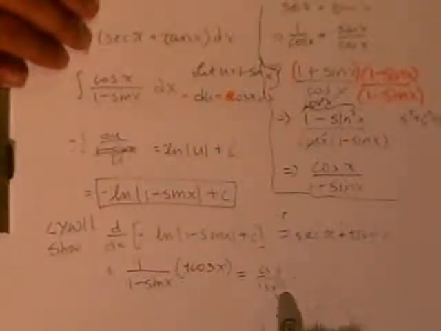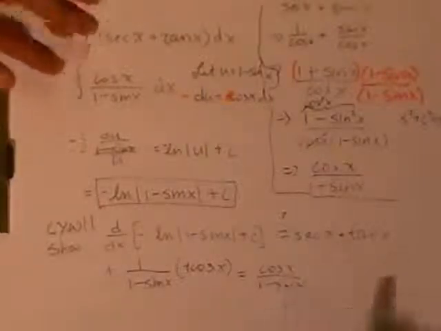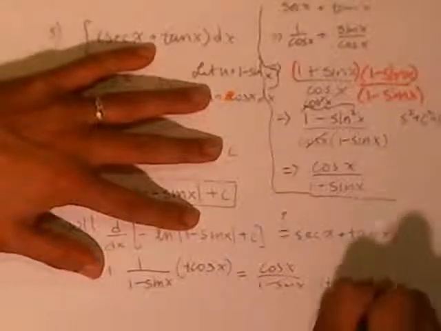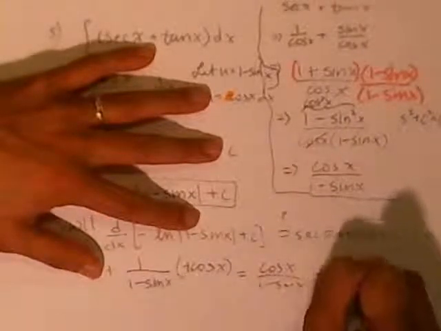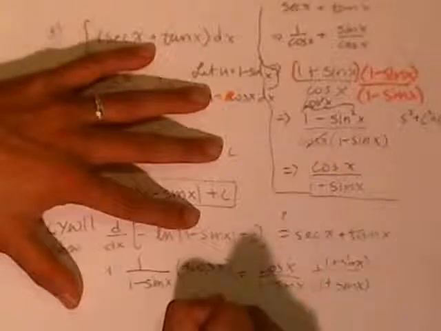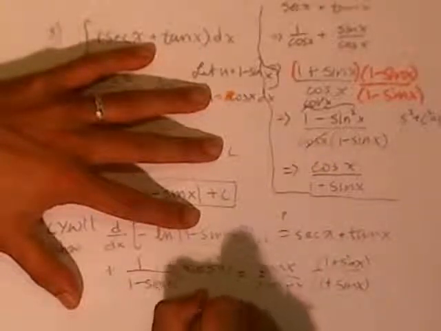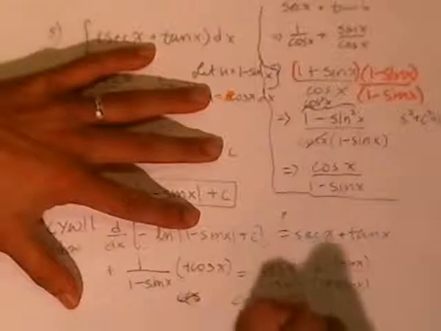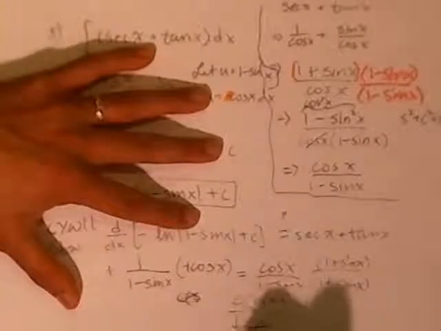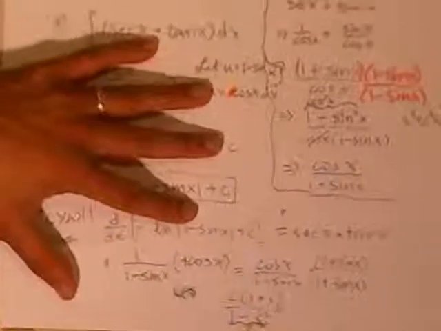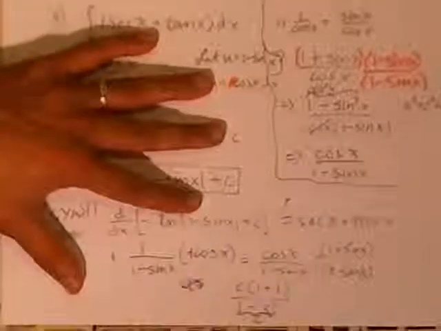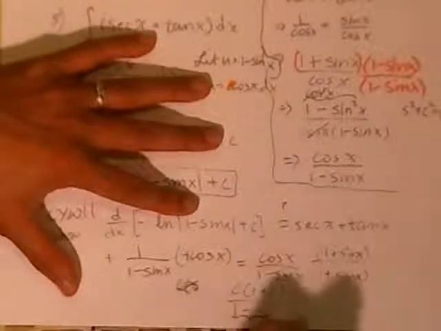Now we have to do the opposite. What's the conjugate of 1 minus sine of x? It's going to be 1 plus sine of x, multiplied on top and bottom. I'm going to keep the numerator factored, and I'm going to use short notation. It's going to be cosine times 1 plus sine over 1 minus sine squared. 1 minus sine squared is cosine squared. I don't know if you can see that or not. Yep, there it is right there. It's going to be cosine squared. So one of the cosines is going to cancel.